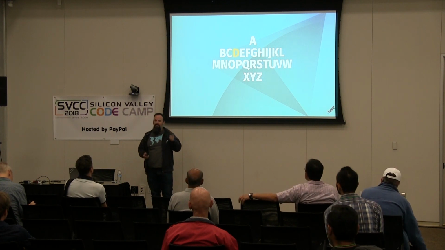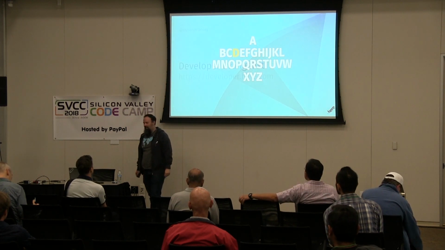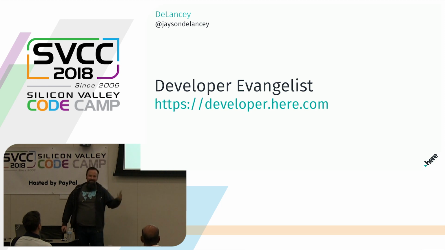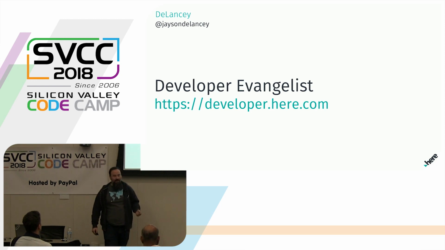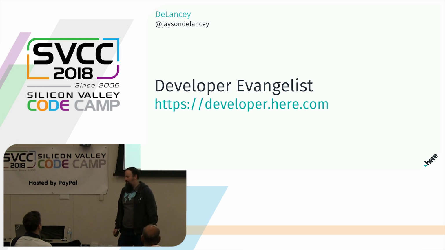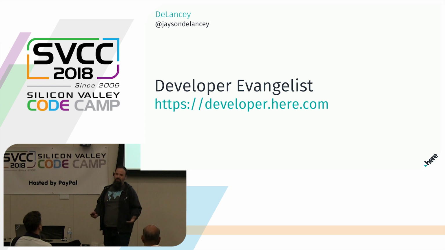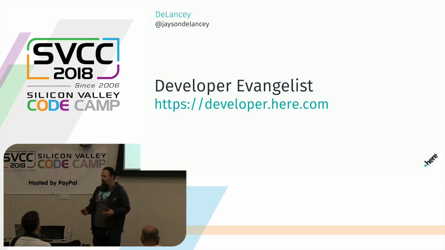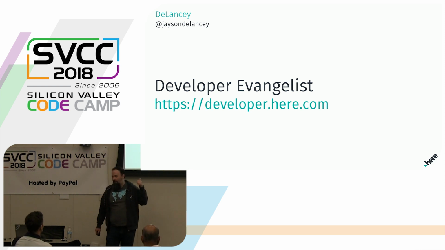I'm going to start with D because I'm not necessarily going to go in alphabetical order. My name is Jayson DeLancey, so the D is me. That is my Twitter handle to make the social media team happy. I am a developer evangelist. If you're not familiar with developer relations, I'm responsible for the things you can find on developer.here.com.